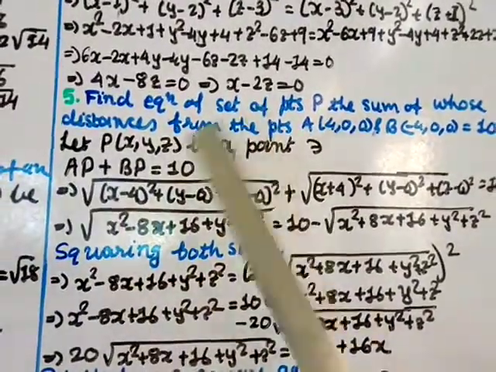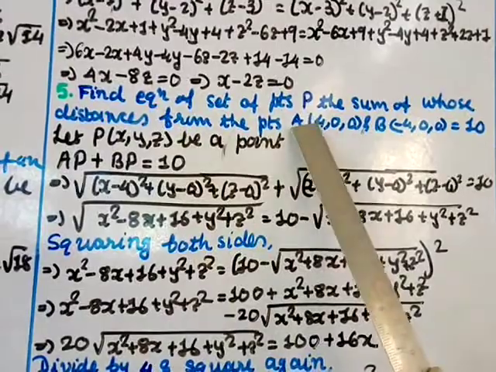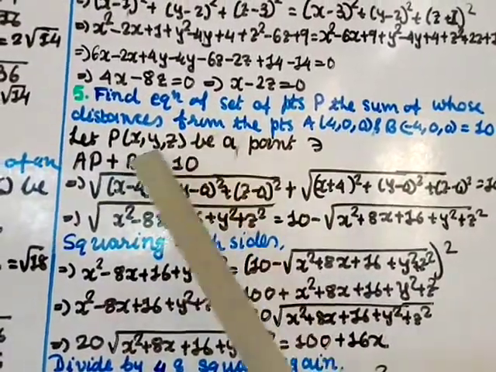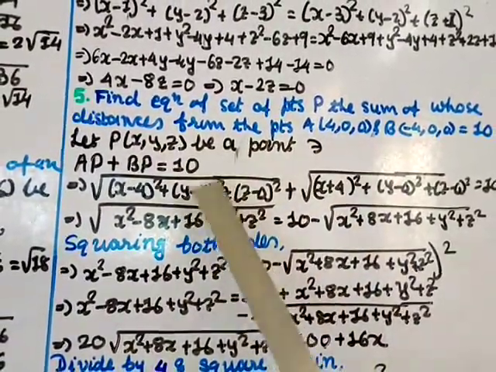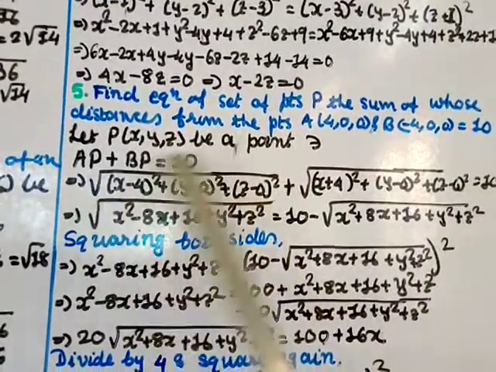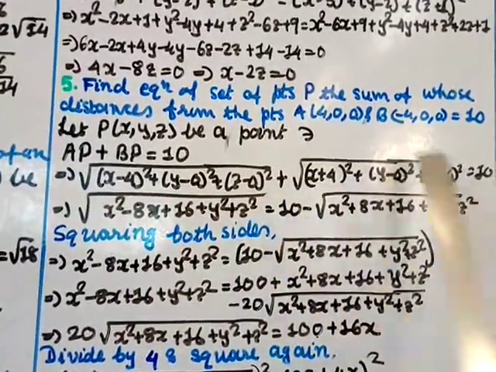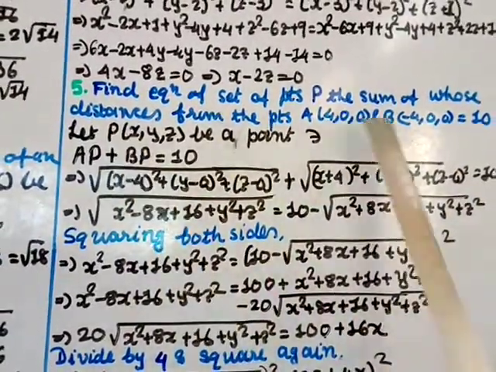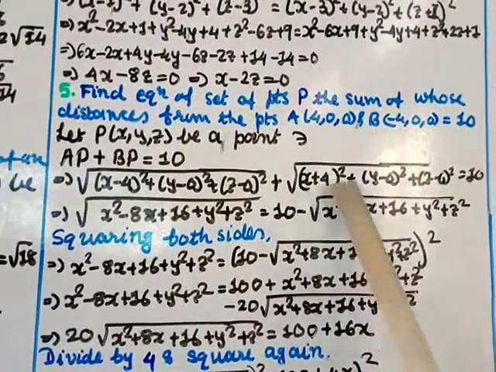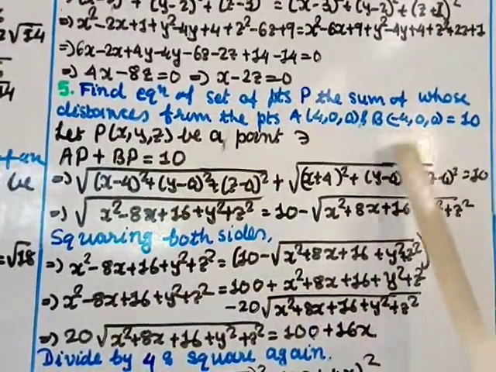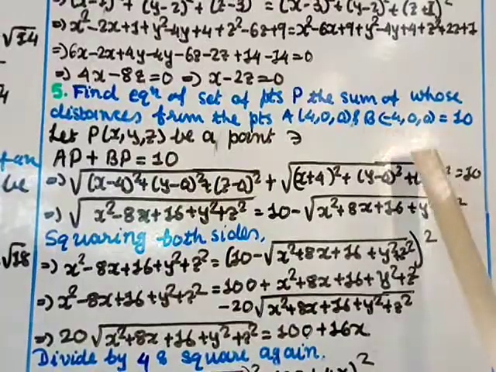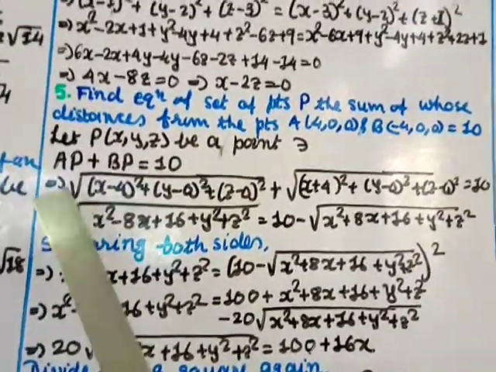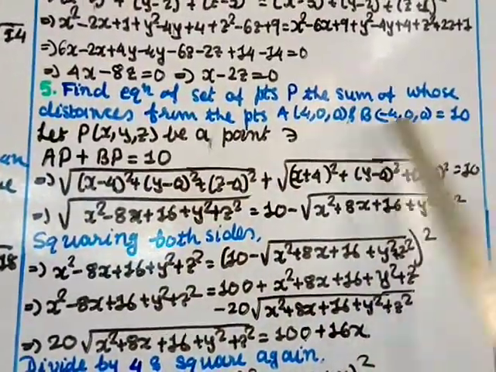So AP means, let us solve this, square root of (x minus 4) whole square plus (y minus 0) whole square plus (z minus 0) whole square, plus the square root of PB, that is (x plus 4) whole square plus (y minus 0) whole square plus (z minus 0) whole square, equal to 10. Let us expand this, and this I am transferring over here.